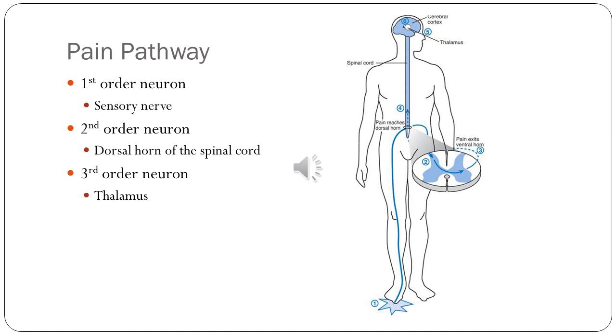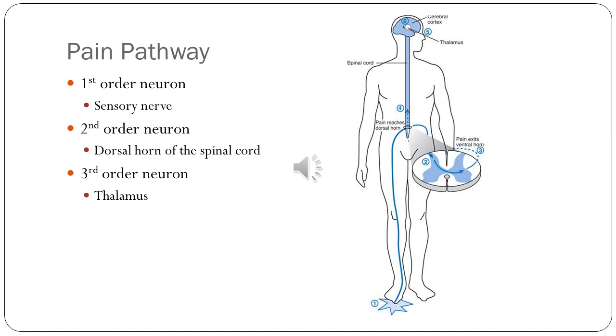Essentially the first order neuron is the sensory nerve that takes information from the periphery to the spinal cord. The first order neuron transmits sensory information from the receptor to the dorsal horn of the spinal cord. Again, the sensory nerves enter the spinal cord via the dorsal horn. You can follow this up. You then have your second order neurons, which transmit information from those sensory pathways to the thalamus in the brain. So we're now going from the spinal cord to the thalamus.